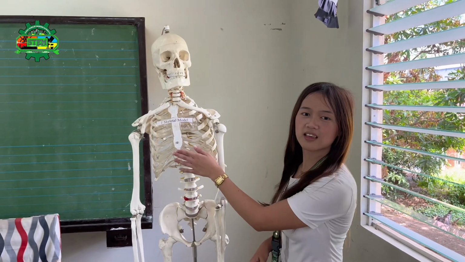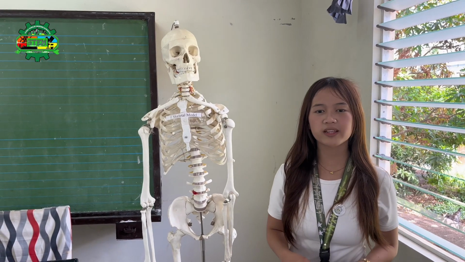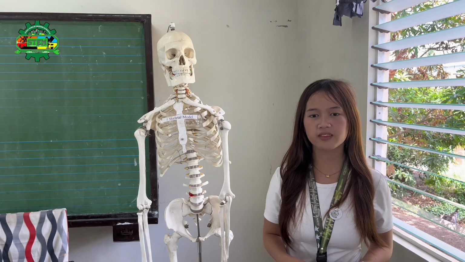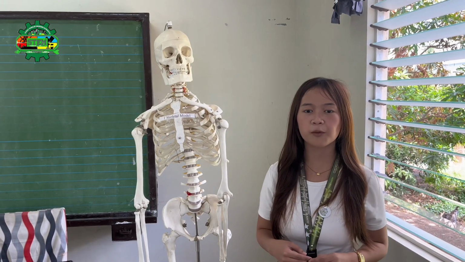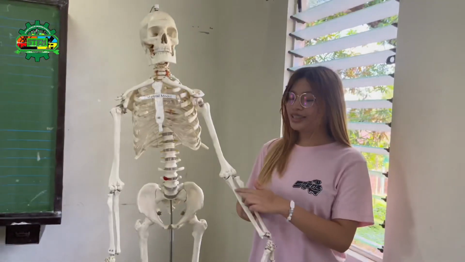Third, ribs. Ribs are curved bones that make up the rib cage, which encloses important organs such as the heart and lungs. Humans have 12 pairs of ribs, which are fixed to the spine at the back and to the sternum, the breastbone, at the front. This is the ulna.